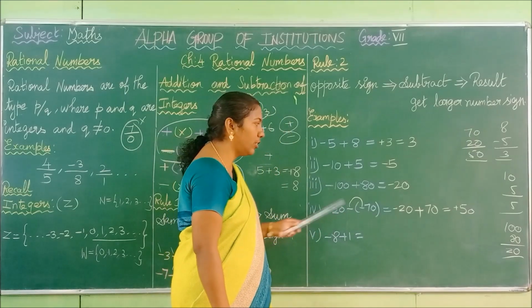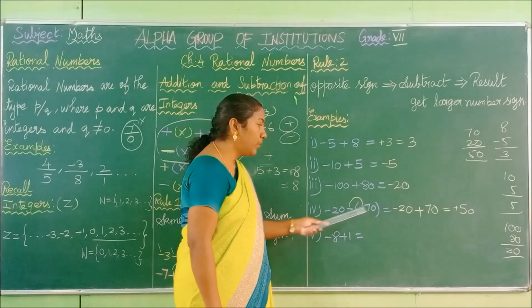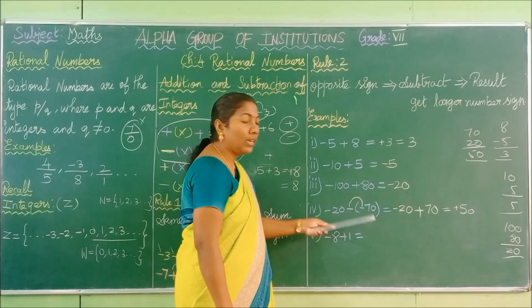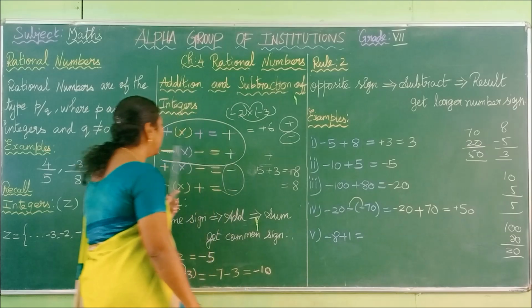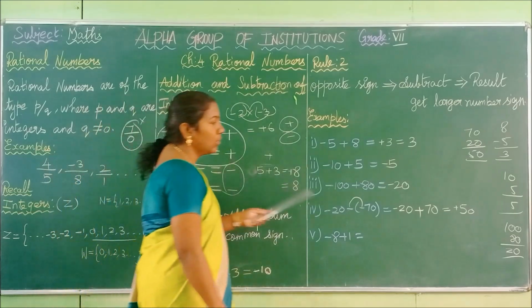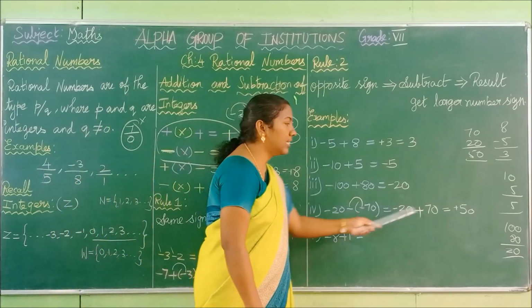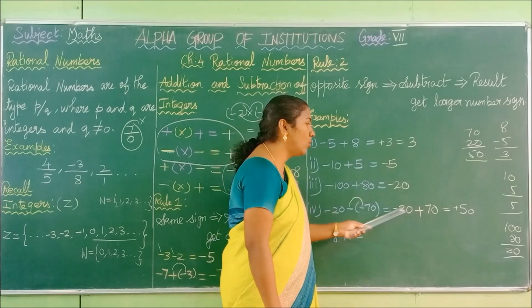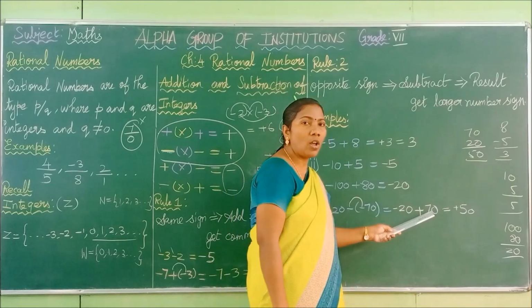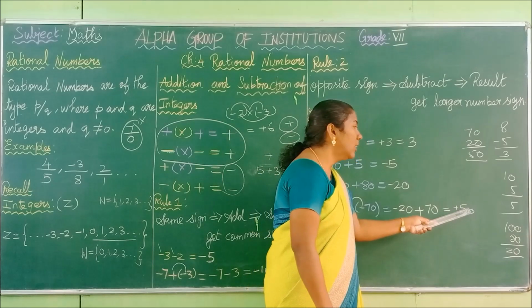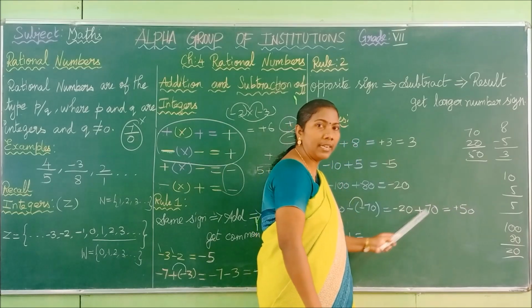First, write the first integer as it is, minus 20. How do you remove this bracket? By multiplying the symbol inside and outside the bracket. Minus into minus. What is your answer? Plus. So write here plus. Write the integer 70. As per the rule, they are on opposite sides, so subtract the smaller number from the larger number. What is your result? 50. This result takes the sign of the larger number's side, that is plus.